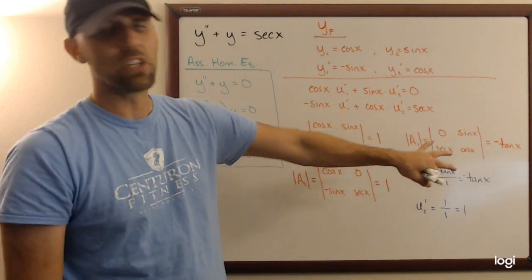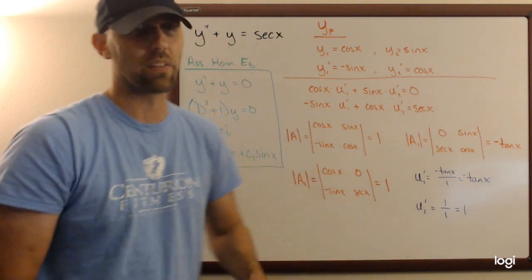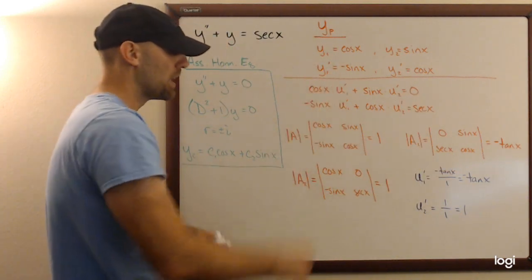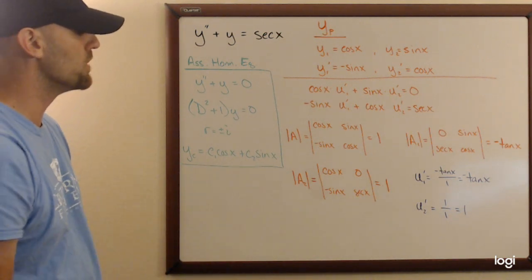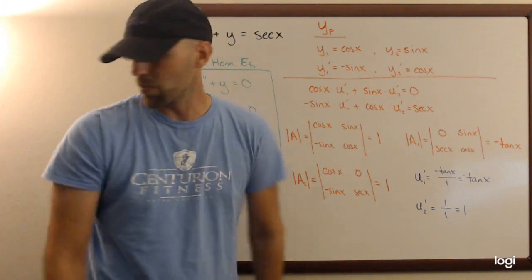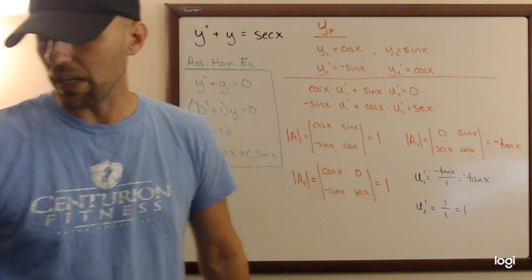What I need is u1 and u2, but I can find those just by integrating these, right? The integral of u1 prime is u1. The integral of u2 prime is u2. Let's see what we get when we integrate here.